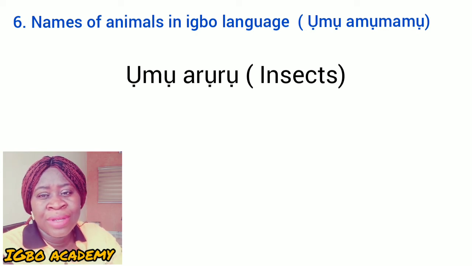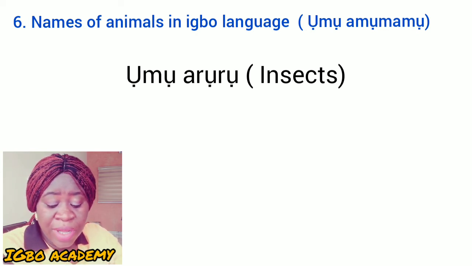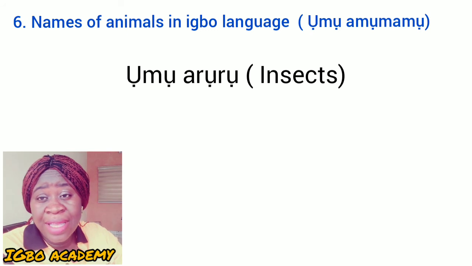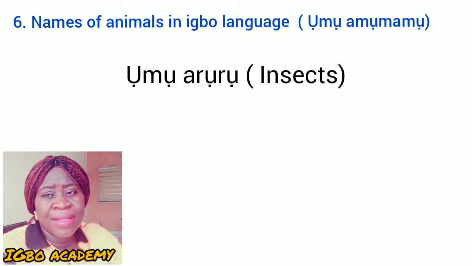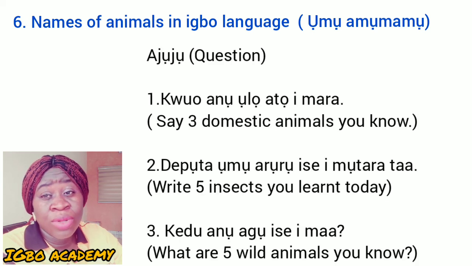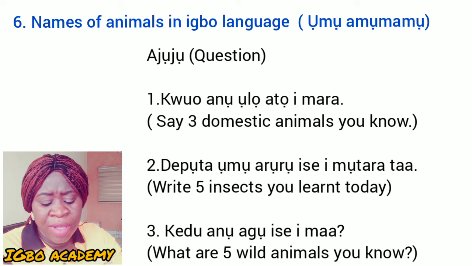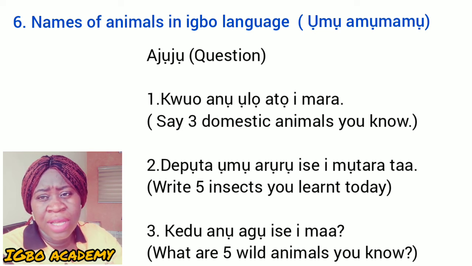So that's that about the anụmanụ and ụmụ arụrụ, the animals and the insects in Igbo language. The domestic animals and the wild animals. The domestic animals are called anụlọ because you can see them at home. The wild animals are called anụ agụ because you see them in the forest. You don't see them in the house, just like the domestic animals.